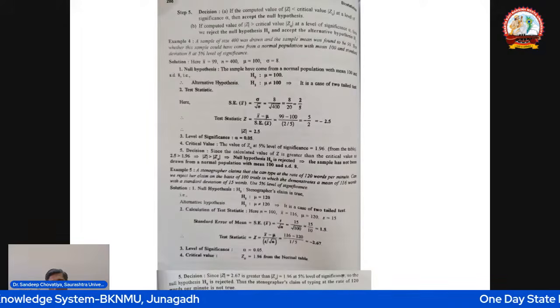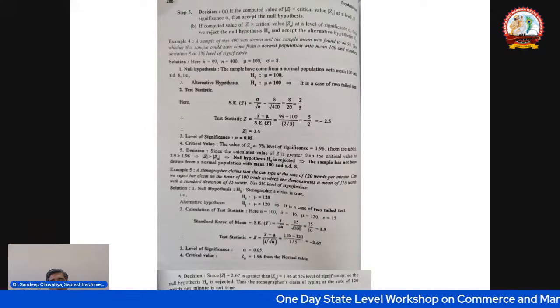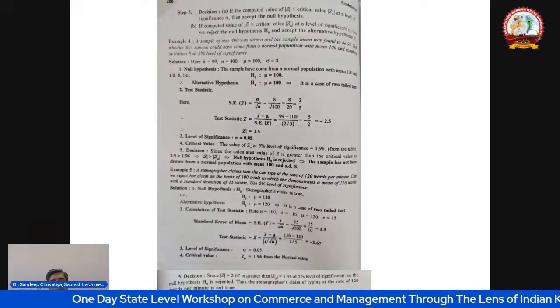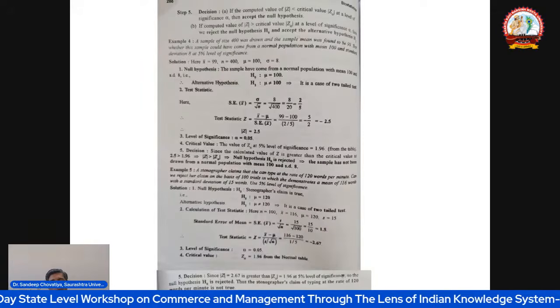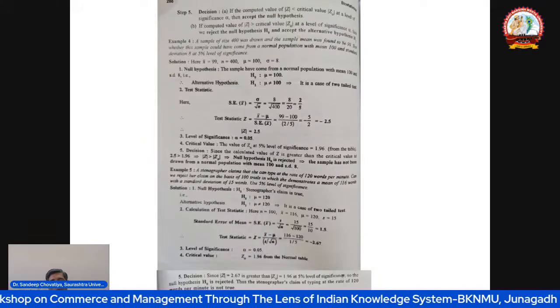So based on the table, when you find out what Z is, it is 1.96. So now we compare the tabulated value with the calculated value, and according to that we take the decision.